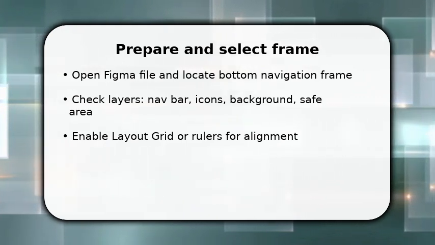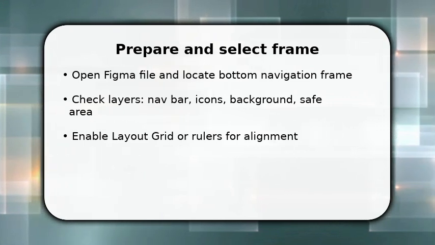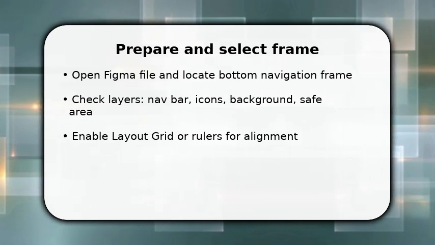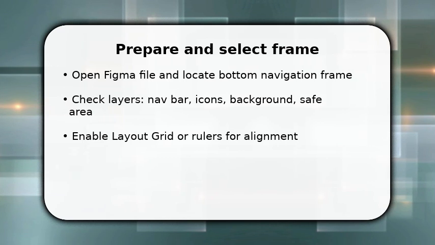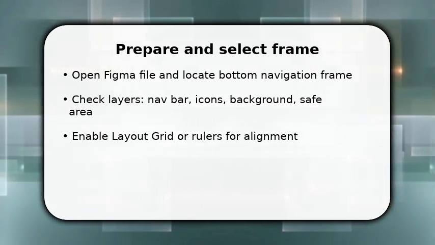Make sure the parent frame uses a fixed width or responsive constraints depending on your design. You do this because constraints drive how the bar behaves across screens. Once done, turn on the layout grid or rulers to visualize spacing and alignment before changing constraints.